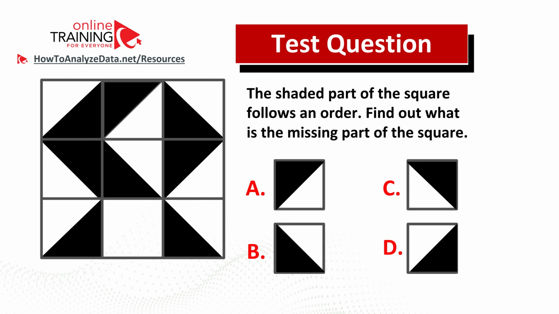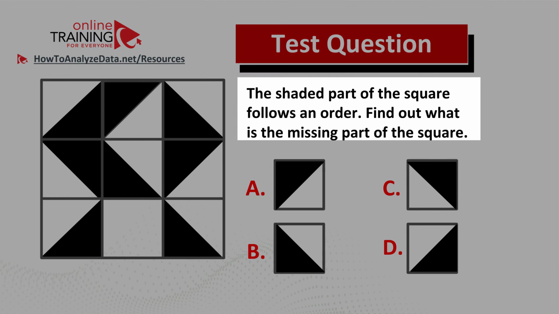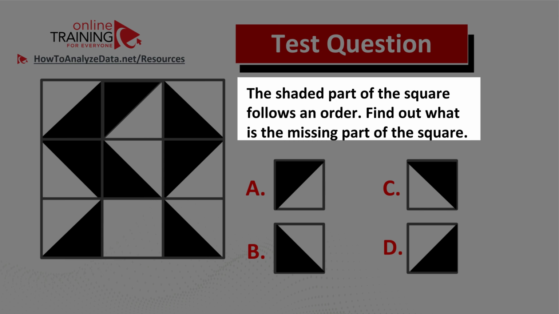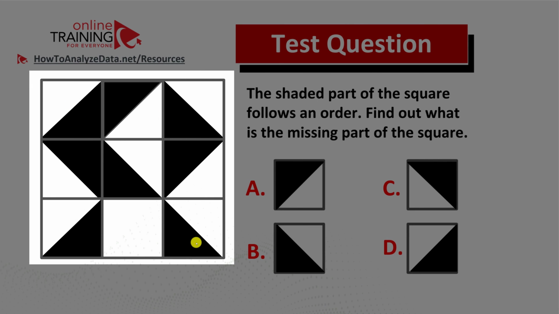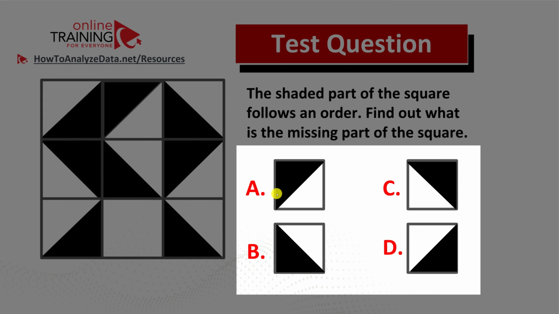The question here is quite tricky, but I would like to show you the solution, which, as you will see, is quite simple. The shaded part of the shape follows the order. Find out what is the missing part of the square. You're presented with the 3 by 3 square, and one box inside the square on the lower part in the middle is missing. You need to pick a replacement square out of 4 possible choices. Choice A, B, C, and D.